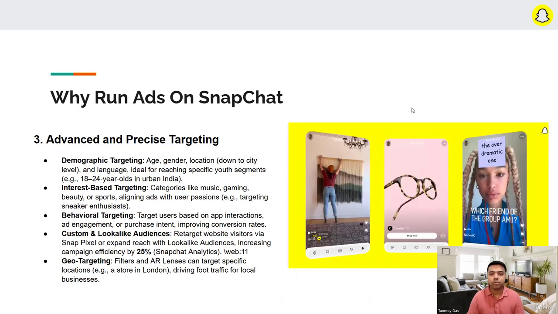Also, what has been seen is that on this platform, you get to do different levels of advanced targeting: demographics targeting, interest-based targeting, behavioral, and custom and lookalike audiences are also available here to target. Also, you can do geo-targeting, so you can use filters and AR lenses to target specific locations.